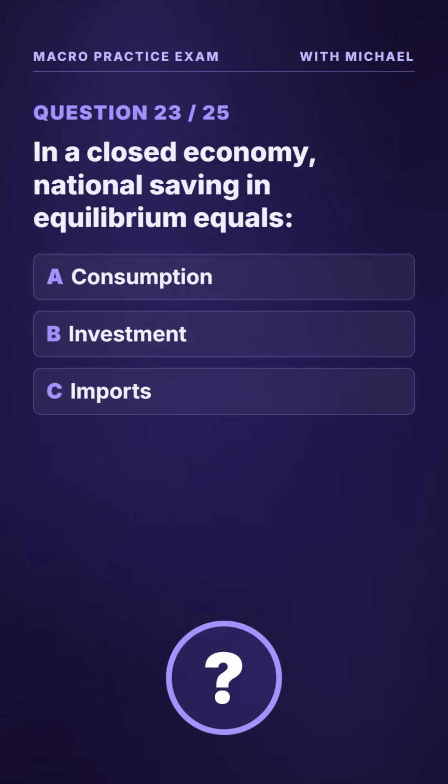Question 23. In a closed economy, national saving in equilibrium equals A. Consumption. B. Investment. C. Imports.